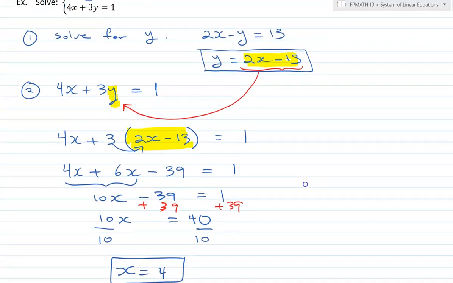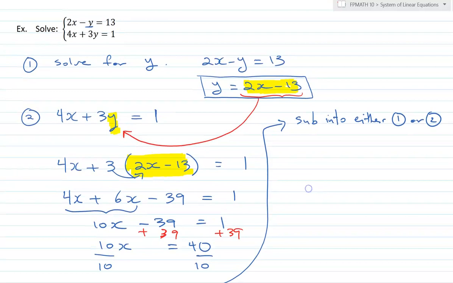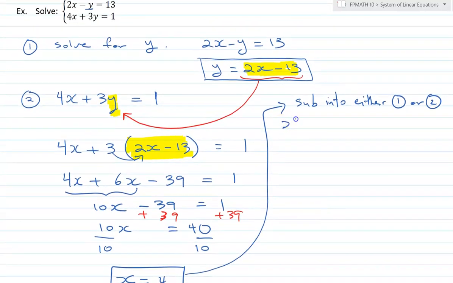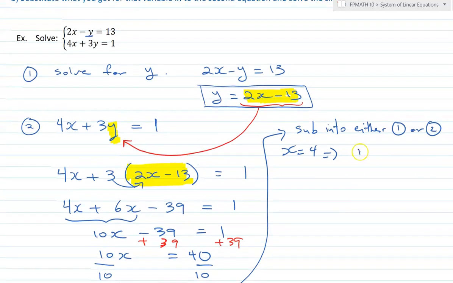Now that we have x equals 4, it is very simple. We're going to take that 4 and we are going to substitute it into either equation 1 or 2. You decide. It doesn't matter. So x equals 4. Let's put that into equation 1. Let's put it this way: sub into 1 for x. So what do we get?